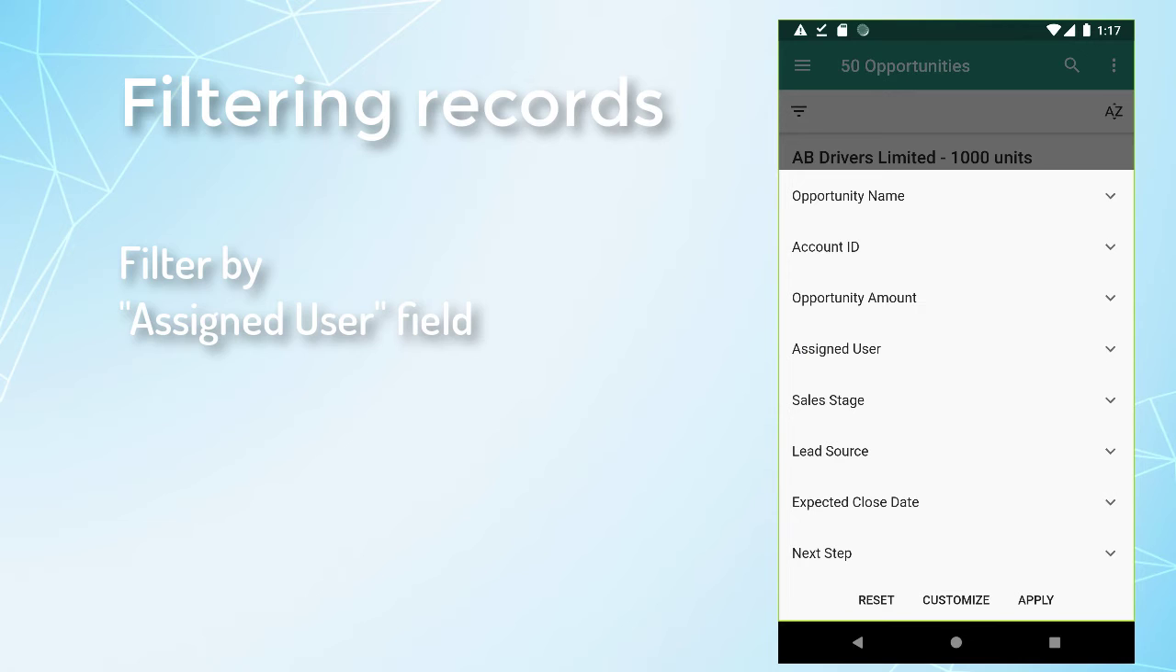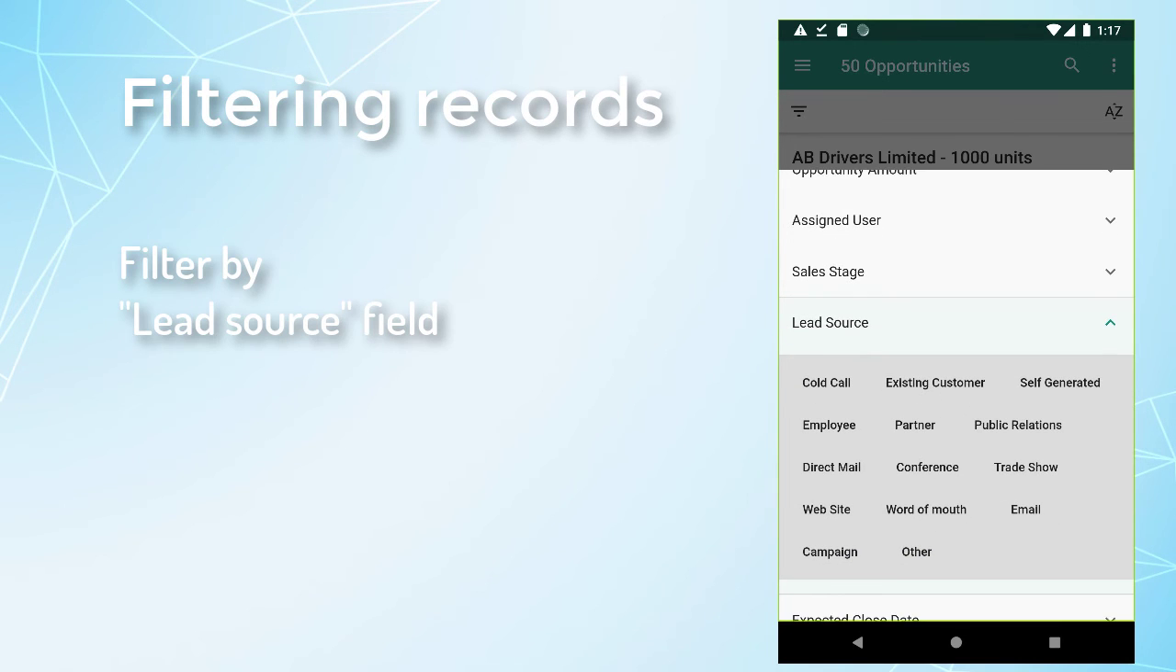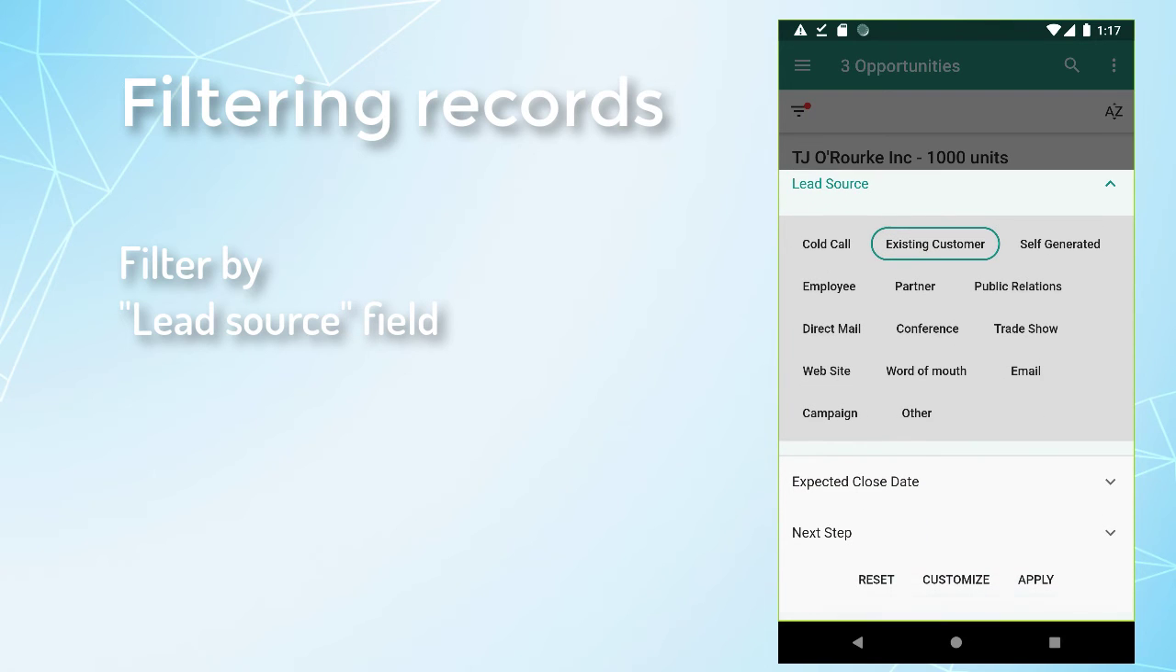Let us filter again by the Lead Source field. We can select multiple values of lead sources. Tap to select. To unselect, tap again. It's very easy and simple in the mobile app.